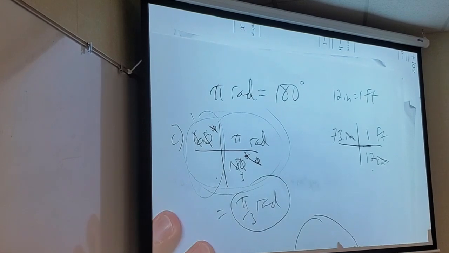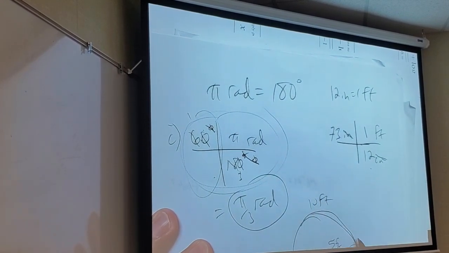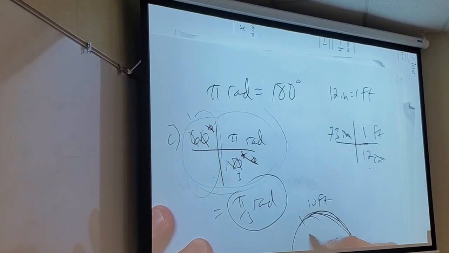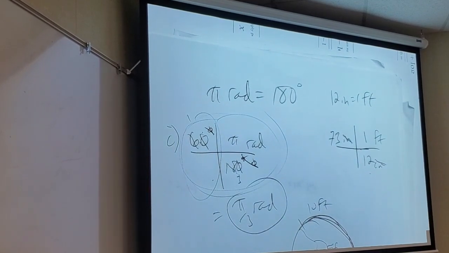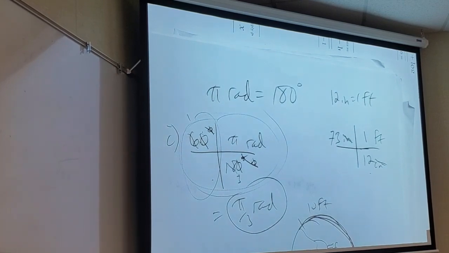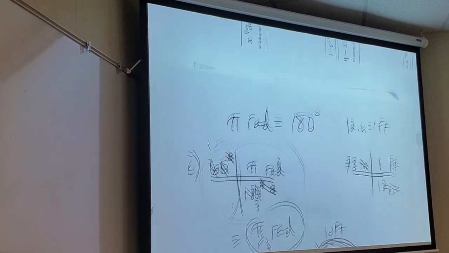So if the radius was 5 feet and I go 10 feet around the circle, how many radii did I go? 2. So the angle would be 2 radians, because I went 2 radii around the circle. So it's a physical unit of measurement. Degrees is made up.